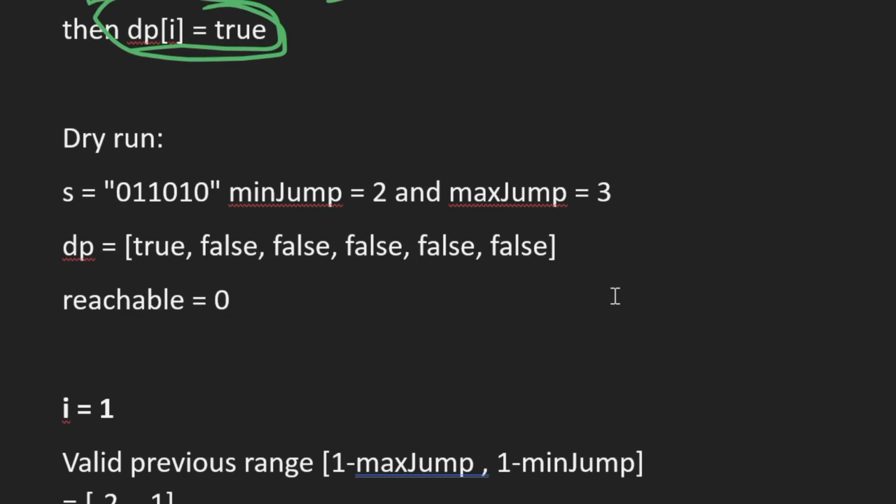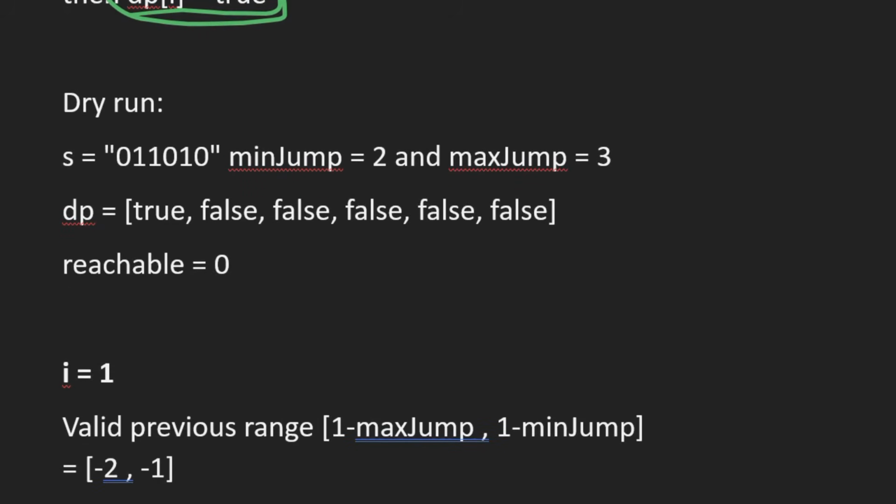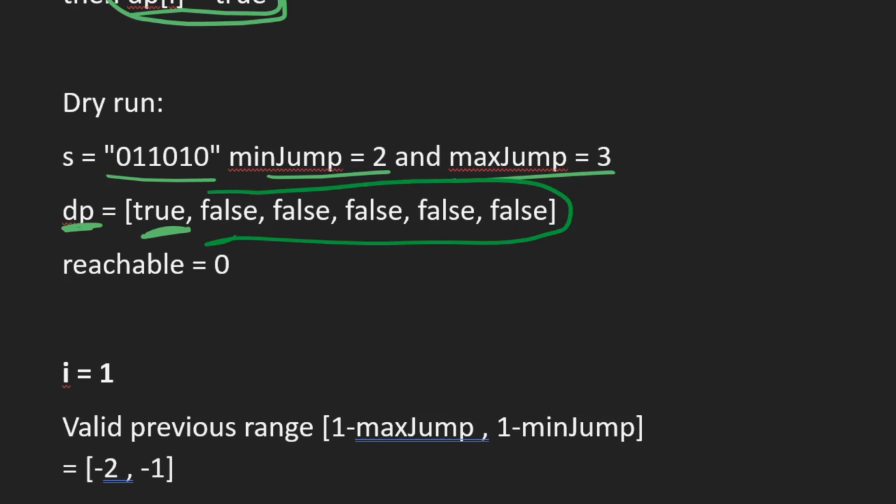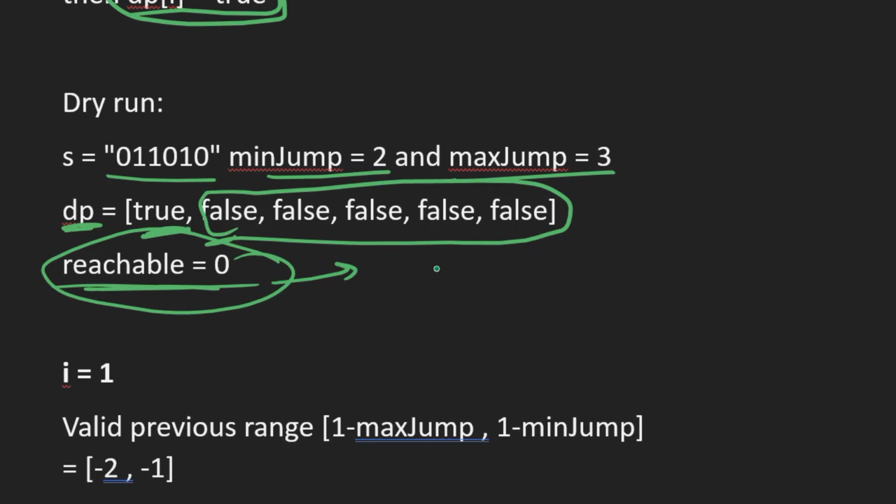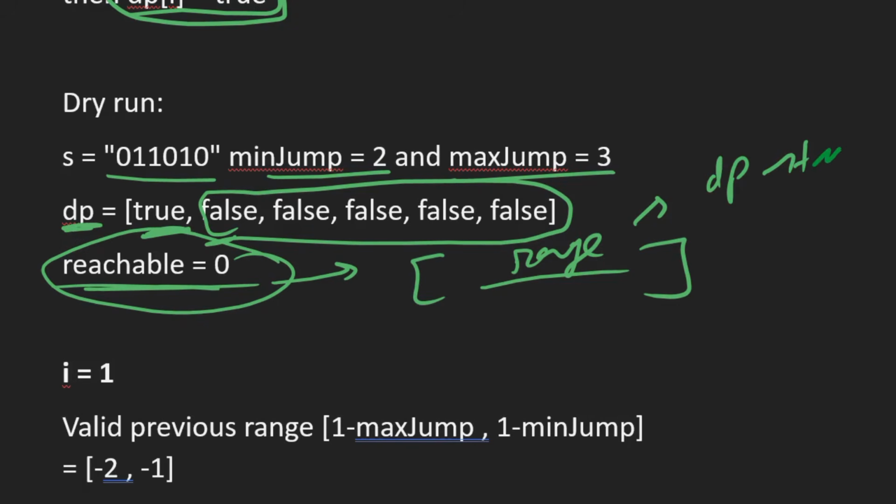Now we try to understand this approach with the help of an example. So we have taken this string, and min jump is 2 and max jump is 3. Initially our dp of 0 is true and all the other dp values are false, right? And we have taken a reachable variable whose initial value is 0, and it will count the number of indexes in our range such that for those indexes our dp value is true.